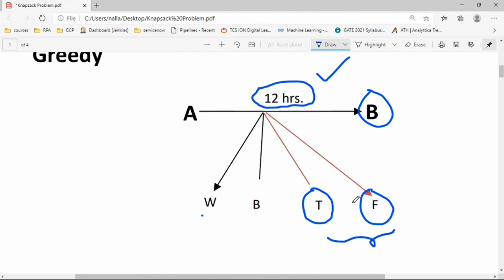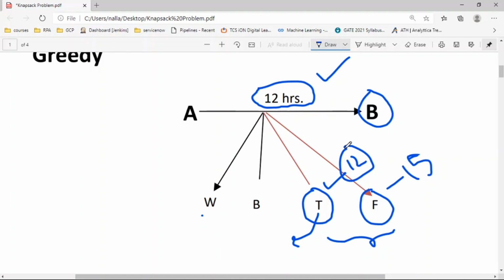Now in these two solutions, I can reach destination B by train with a cost of 12 and by flight with a cost of 15. My aim is to travel from A to B within 12 hours and I need to spend the minimum cost. So what is the optimal solution? The train is my optimal solution. Why? Because I can reach my destination at a cost of only 12 rupees. So this is called a greedy algorithm.